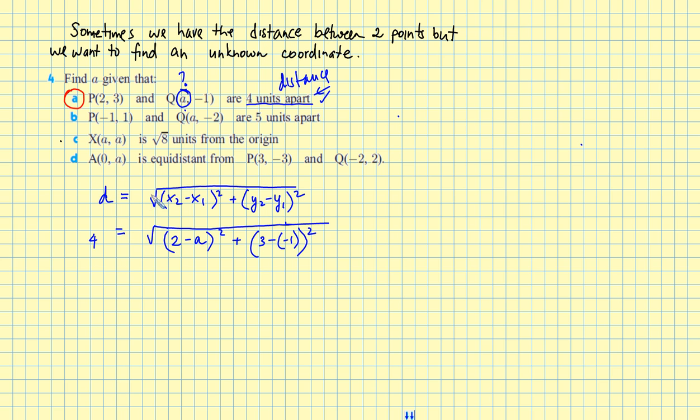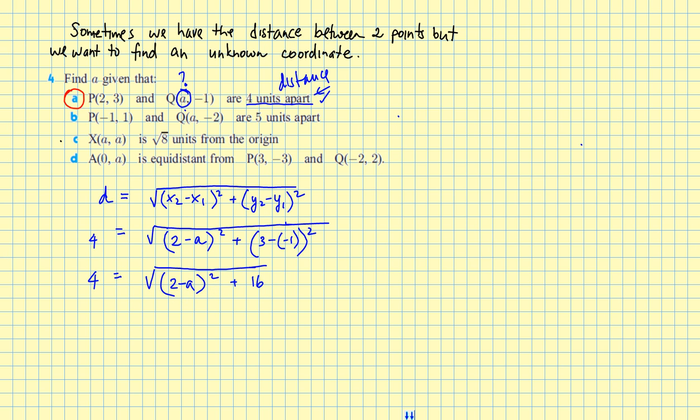Okay. Now, what we can do is we are going to simplify what's underneath here, but we're only going to simplify. We're not going to FOIL the (2 minus a) all squared, because that's just going to complicate things further. But I can simplify (3 minus -1) all squared to 4 squared, which is 16. All right, so I now have 4 equals the square root of (2 minus a) all squared plus 16.